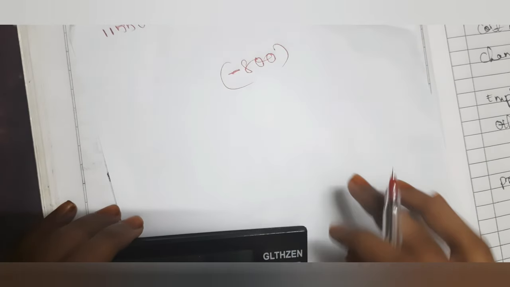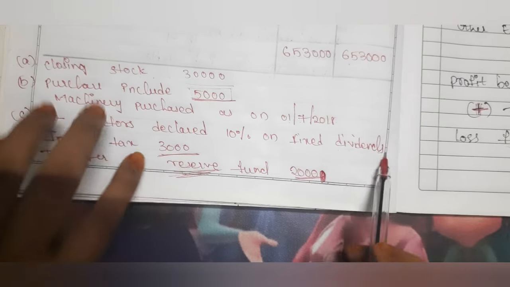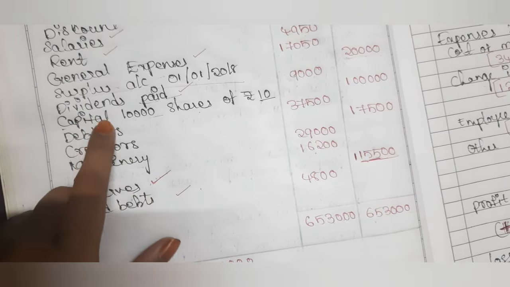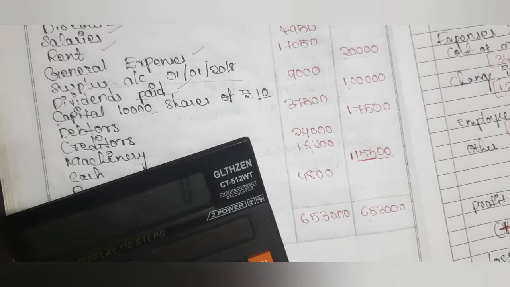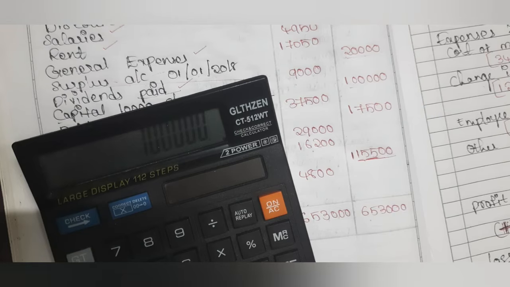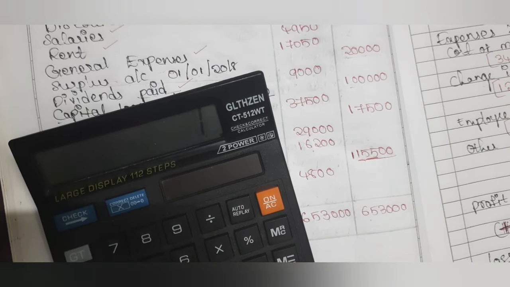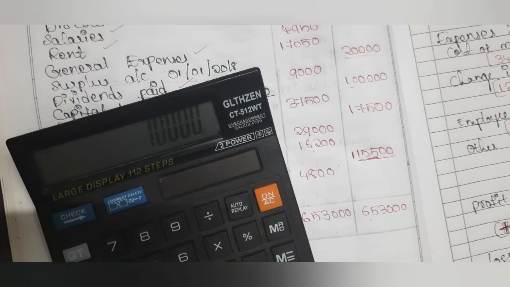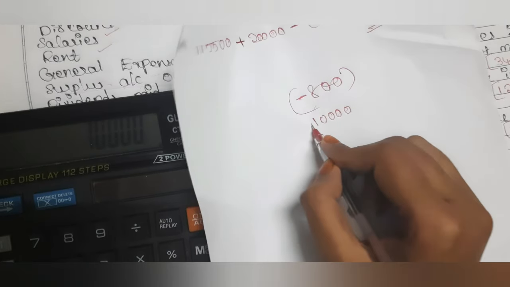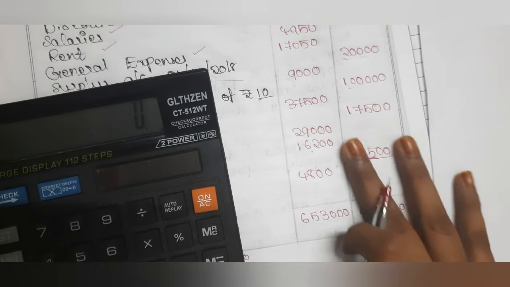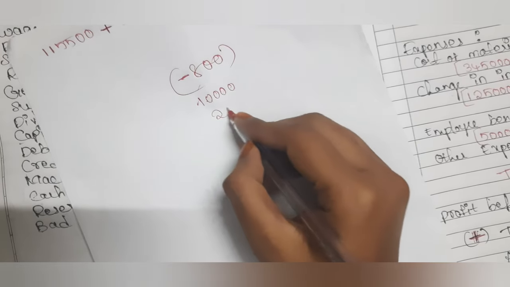So how will we denote it? We will denote it in brackets, because here it is the dividends. Directors declared 10% on fixed dividends. Dividends are nothing but here your capital. Fixed dividend is nothing but capital. So here what you need to do, how much is the total amount? It is 1 lakh. On 1 lakh you need to do 10%. 1 lakh into 10%, how much is it? It is 10,000. Done. Then we also have here reserve fund 2,000, right? Again we need to take it 2 times, so we will be taking it here 2,000.